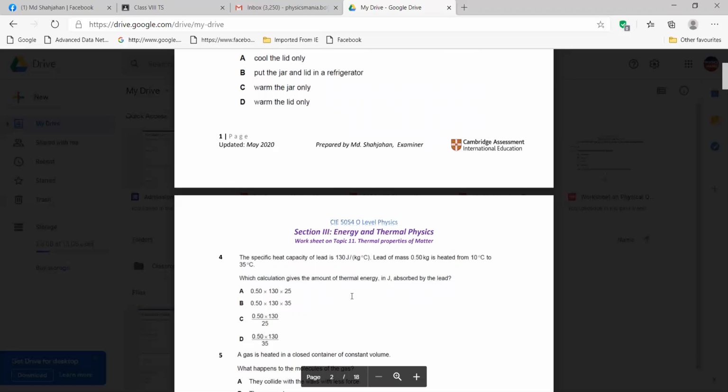Okay, then 4. 4A. You use the formula. Yes, sir. What is the formula? In your copy, the formula is written, right? Yes, sir. So it is the formula of specific heat capacity. Thermal energy by mass into change in temperature.